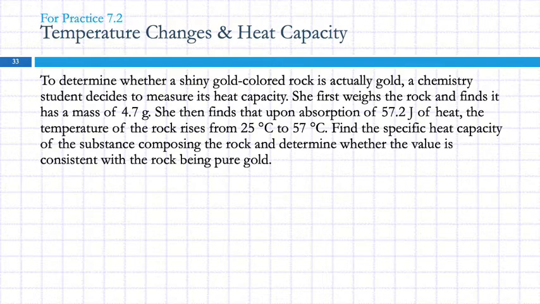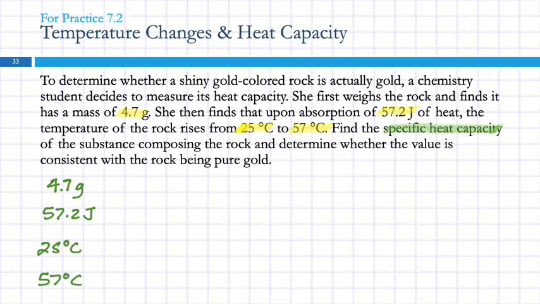Okay, so we've got numbers. There's a number, here's a number, here's a number, here's a number. And then it says, it's not a question, it's a command: find the specific heat capacity. Well, write down these numbers: 4.7 grams, 57.2 joules, 25 degrees Celsius, and 57 degrees Celsius.